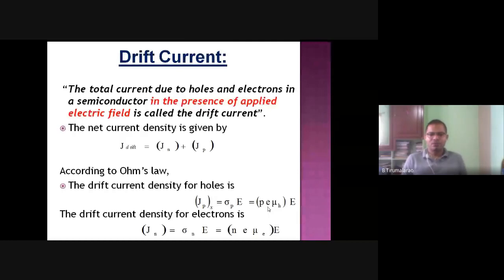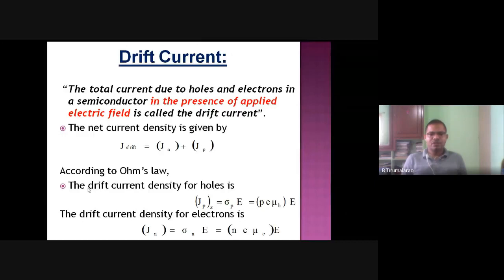Here p is the concentration of holes, that is, the number of holes present per unit volume. Small e is the charge of holes. Mu h is the mobility of holes. So this is the formula for sigma: sigma is nothing but p e mu h, where p is the concentration of holes per unit volume, e is the charge of holes, and mu h is the mobility of the holes.